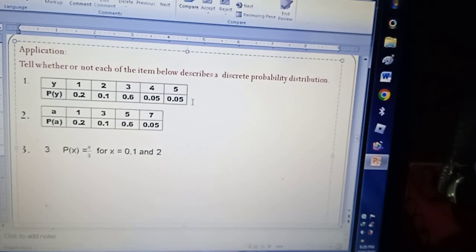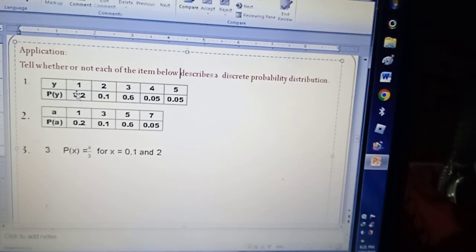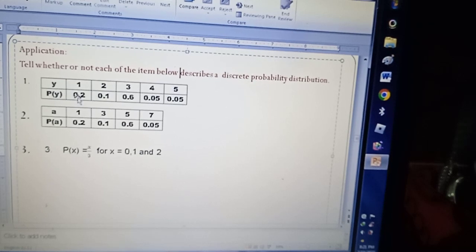So, knowing that, we have to remember the properties of the discrete probability distribution, where the range of the probability is greater than or equal to 0, but less than or equal to 1. So this qualifies the first property. And also, we have to find out if the sum is 1.